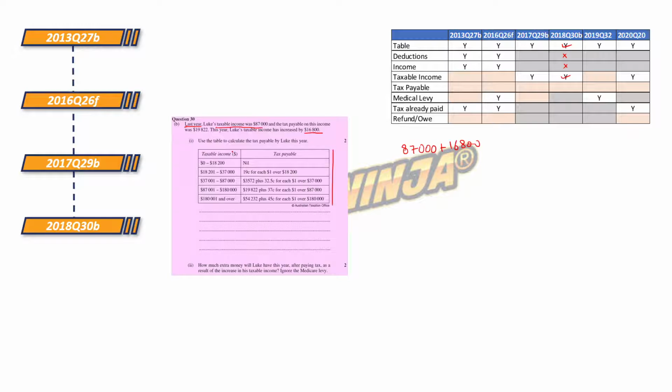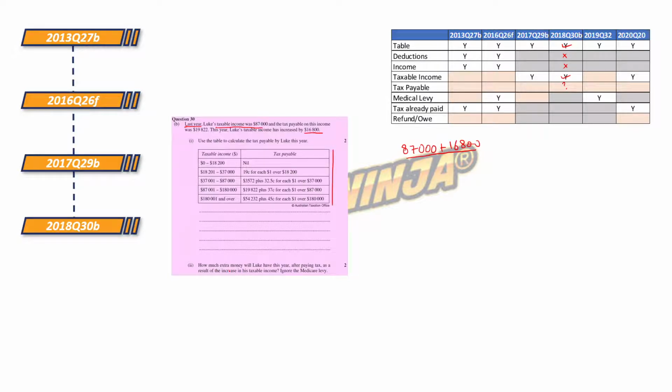What they're asking is, what is the tax payable? So use this income to work out the tax payable from this table. So that's what has been asked here. Then the next part is just a bit of working you need to do. You don't need to calculate anything new here.